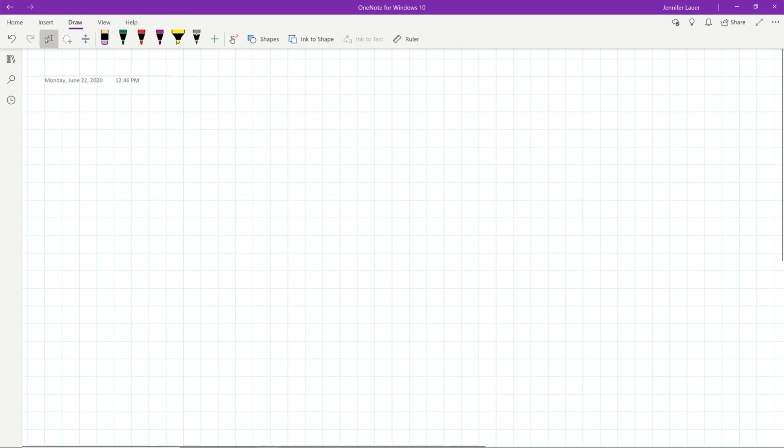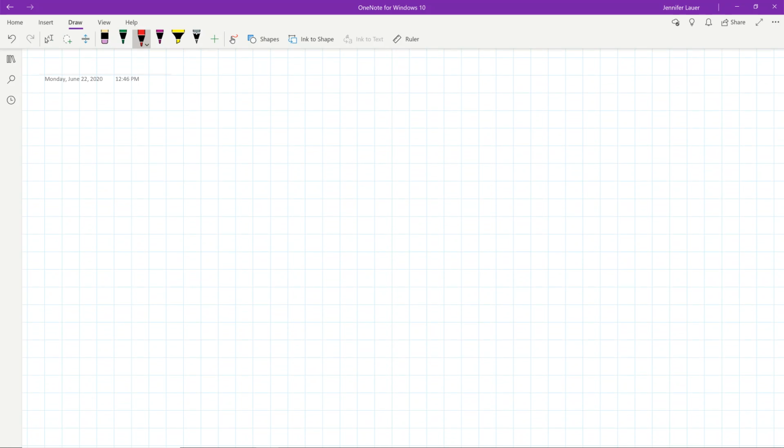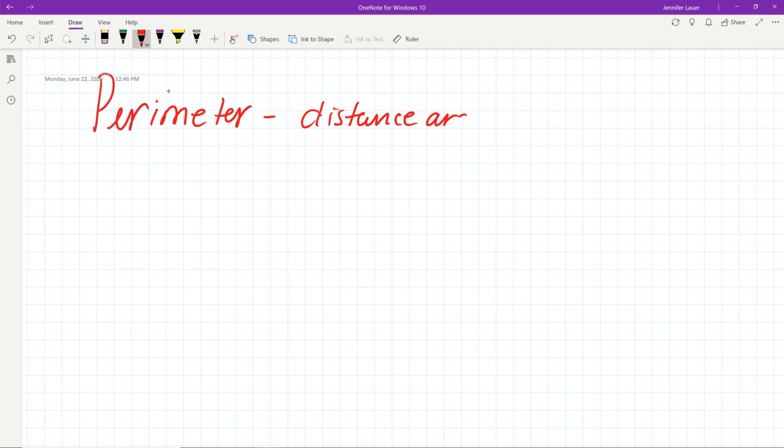We are going to be doing perimeter today. This is kind of in our geometry realm of things. First of all, perimeter and circumference mean the same thing. So perimeter has to do with a polygon, rectangles, triangles, things like that. And it's just the distance around the outer edge of the polygon or whatever you're talking about.